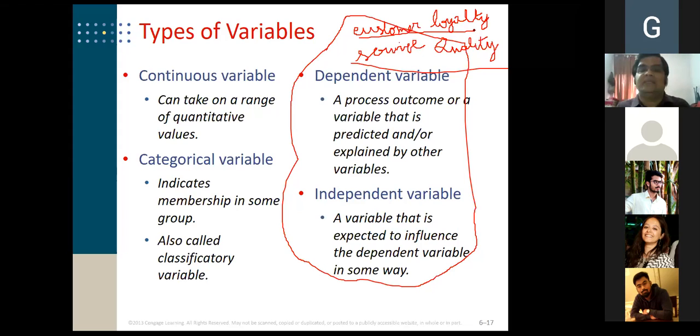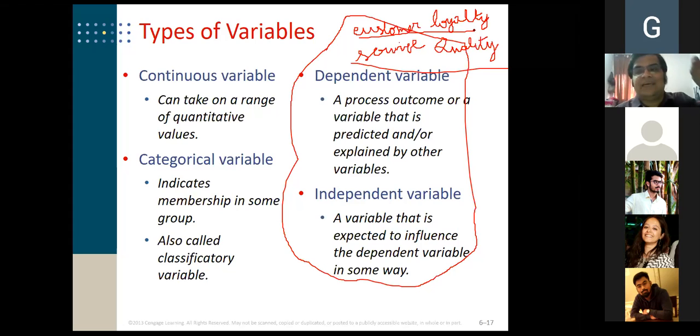Today, if you understand this much, it is fair, because today is the first day. I will not give you so many things; it will be very tough. So you understand this thing. What am I going to predict as a researcher? Am I going to predict customer loyalty or service quality? I am going to predict customer loyalty.